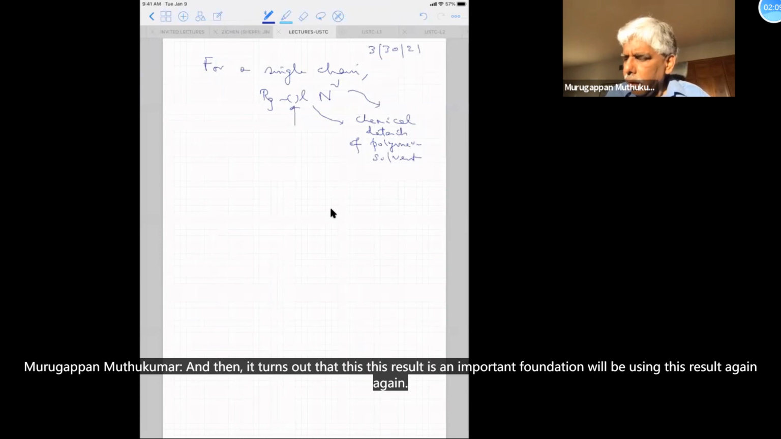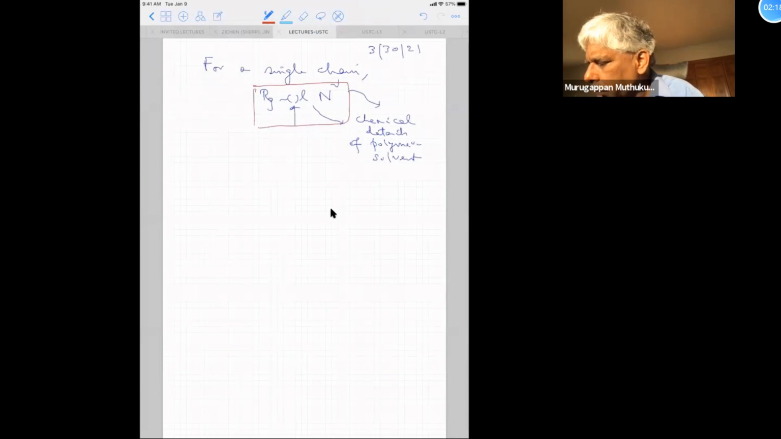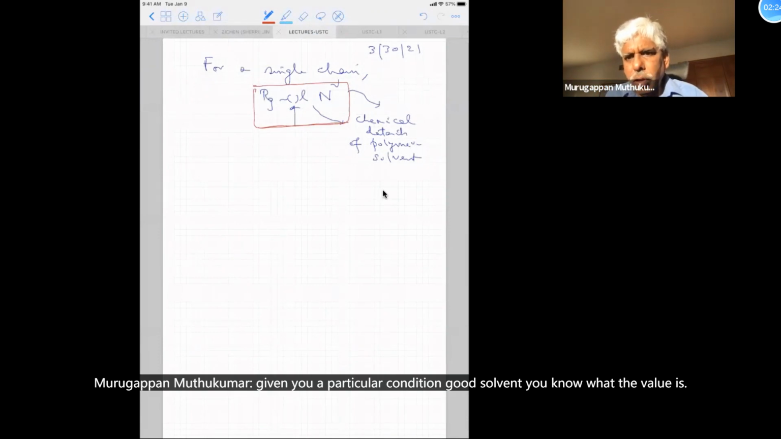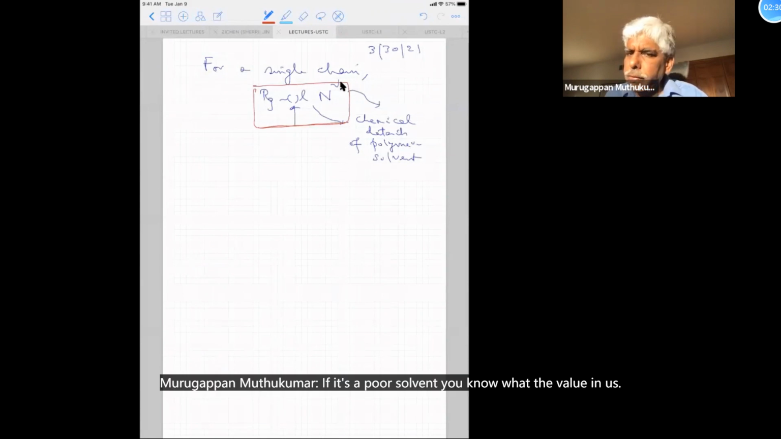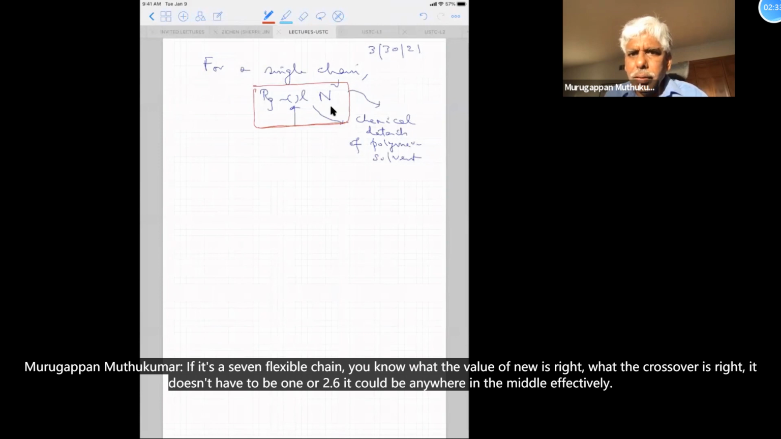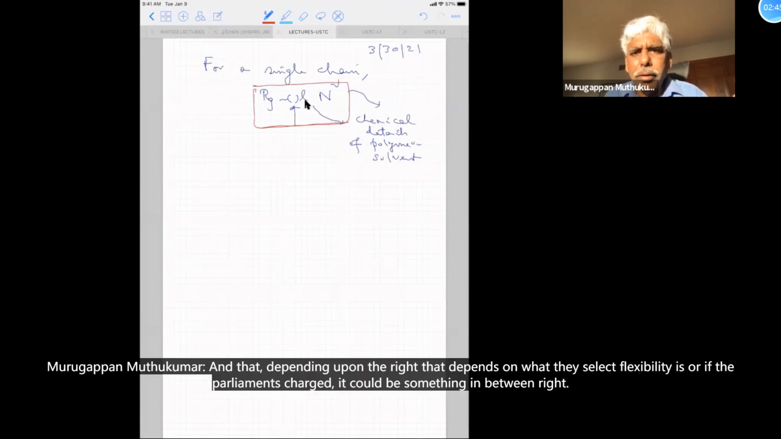Now it turns out that this result is an important foundation. We'll be using this result again and again. Given a particular condition, good solvent, you know what the value of nu is. If it's a poor solvent, you know what the value of nu is. If it's a semi-flexible chain, you know what the value of nu is, and what the crossover is. It doesn't have to be 1 or 0.6. It could be anywhere in the middle, depending on what the semi-flexibility is. Or if the polymer is charged, it could be something in between.